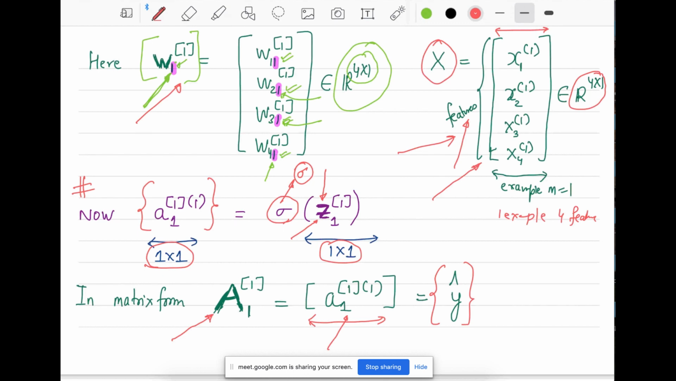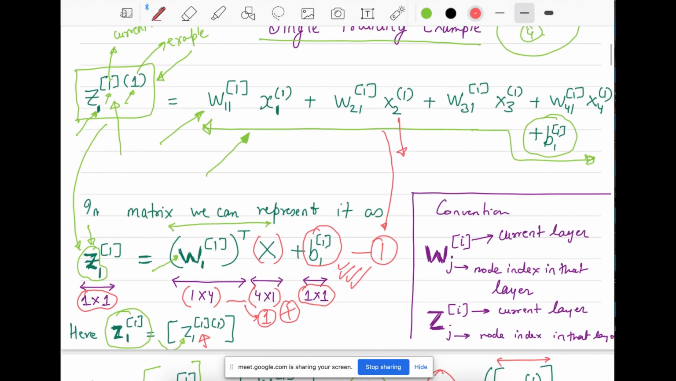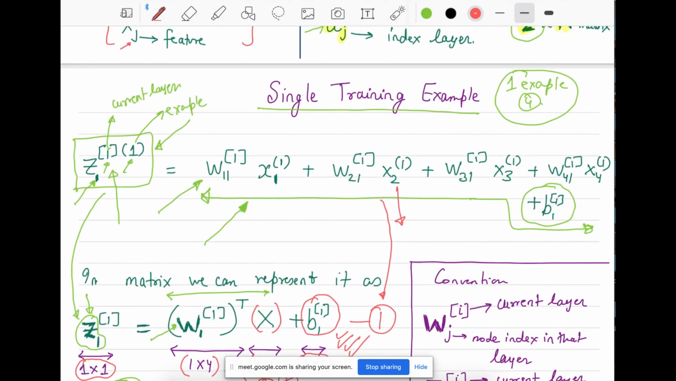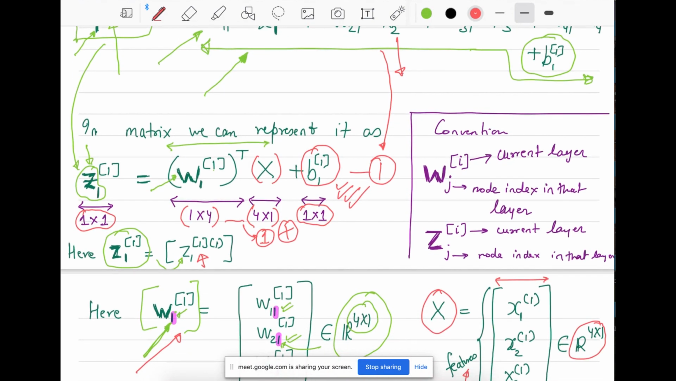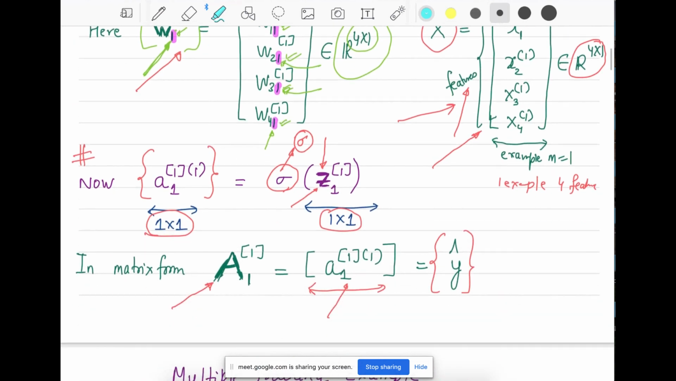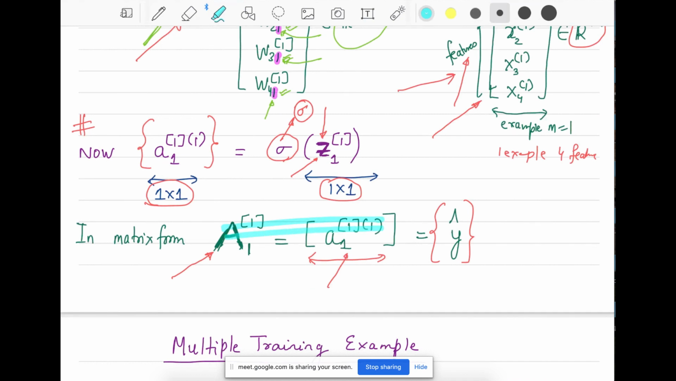So now, if you see this particular example where we have taken a single training example and a single neuron, then this is the equation that we have. First equation is this, and the second equation is this. So now we have considered a very simple case.